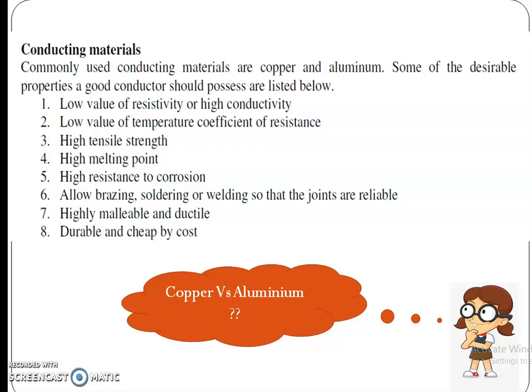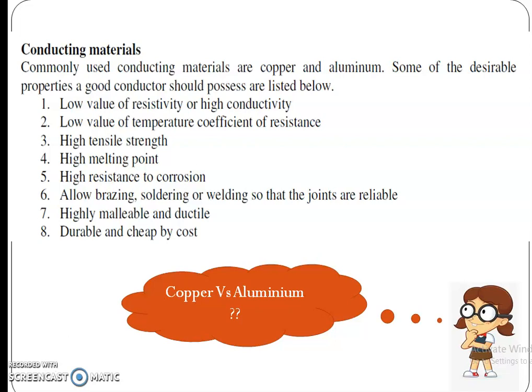It should be highly malleable and ductile. These are new words, these two. What is the meaning of malleable and ductile? Malleable means we can create thin sheets as much as possible without breaking the copper. While doing that, the thin sheet should not break. That is the meaning of malleable.